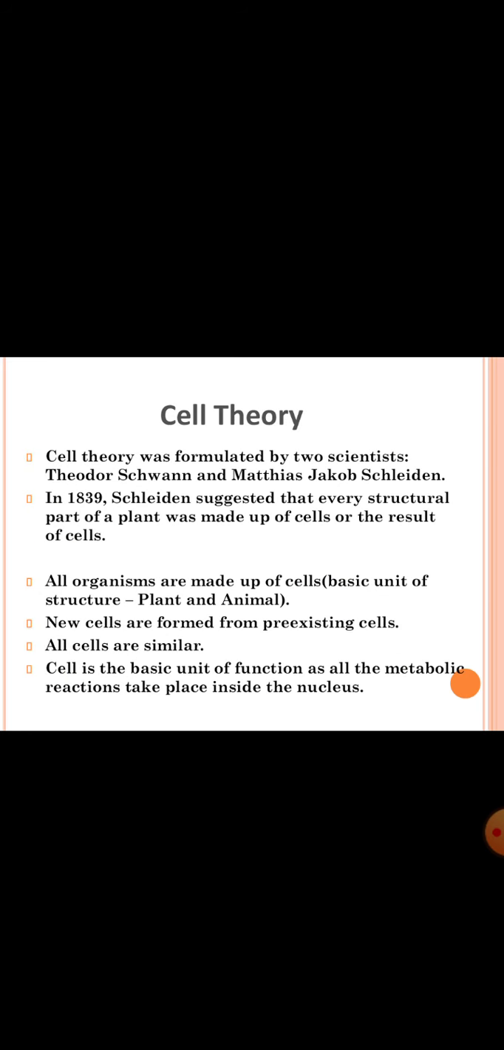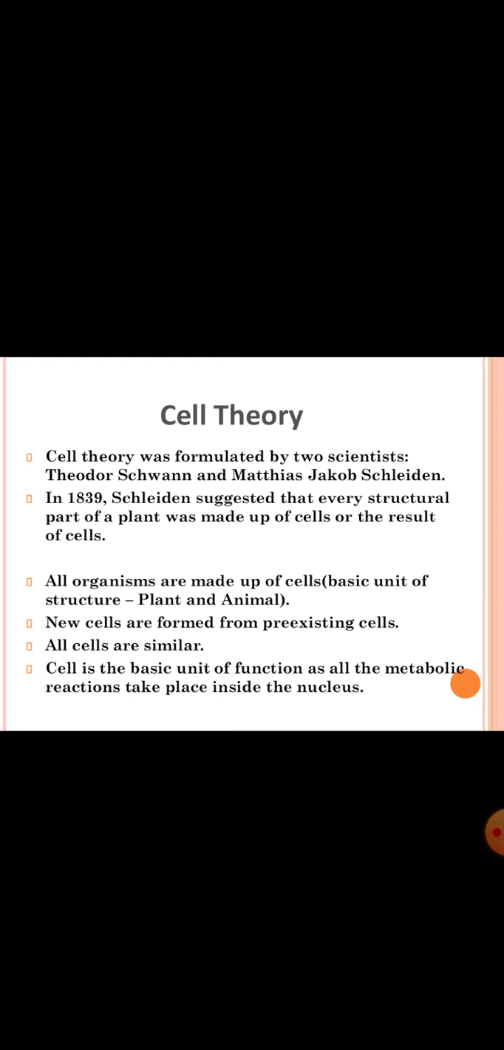First of all, the cell theory was formulated by German botanist M.J. Schleiden and German zoologist Theodor Schwann. They formulated the cell theory for plants and animals respectively. And here are some characteristic features which represent the cell theory.